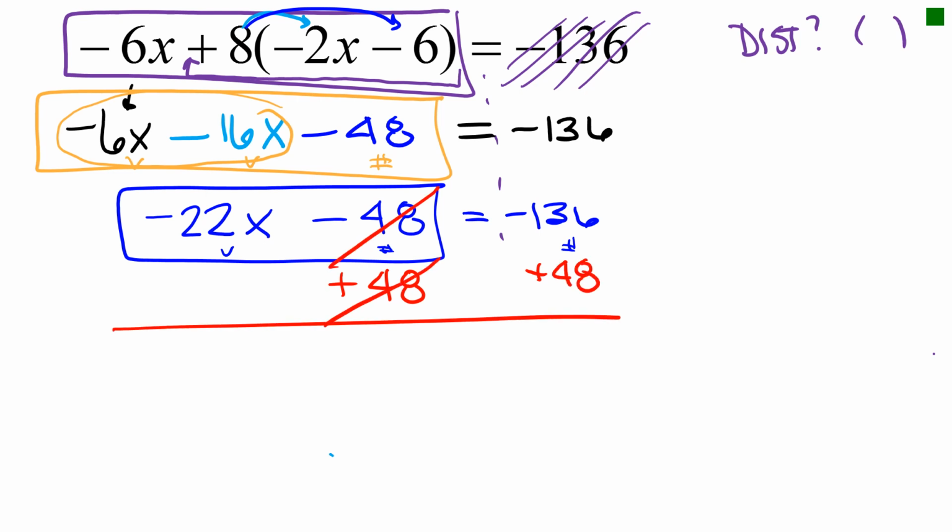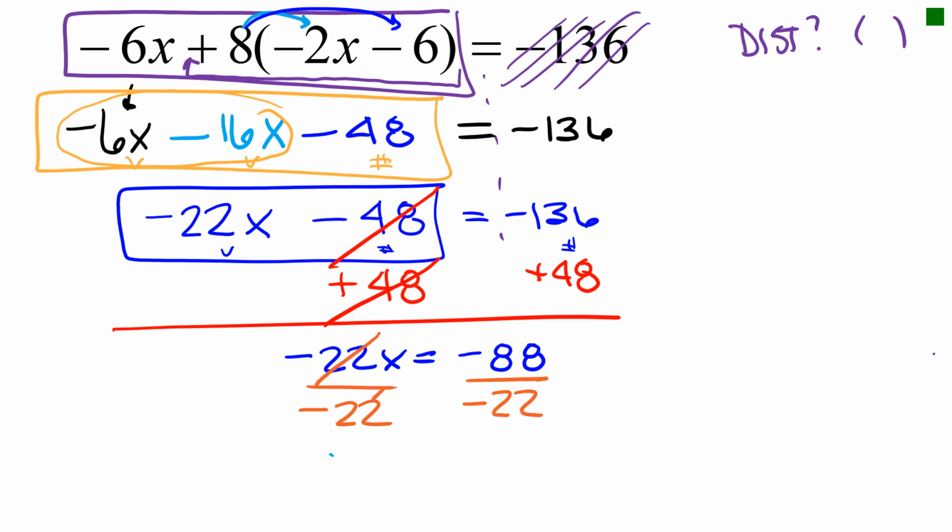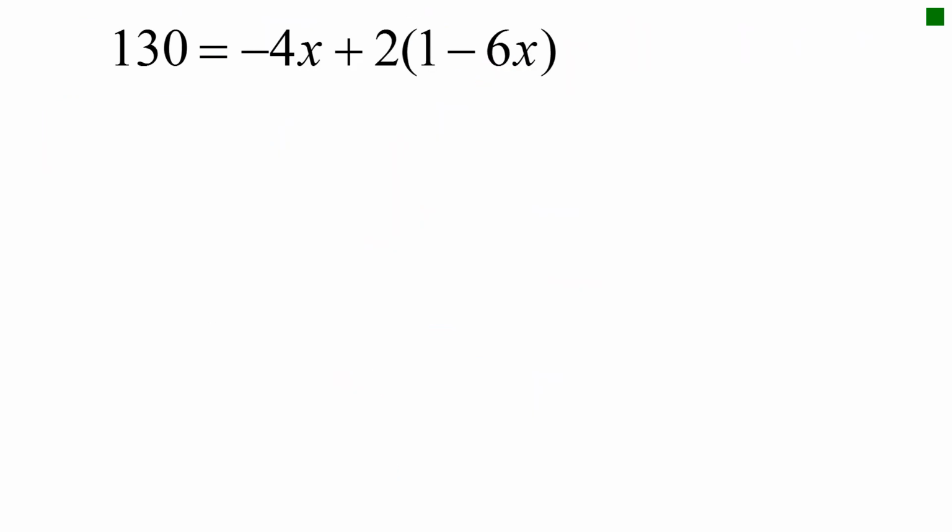Negative 48 and 48 cancel. So I have negative 22x equals negative 88. Down to multiplication, so we're going to divide by the coefficient, negative 22, and I get x equals 4. All right, next slide, we're getting close.